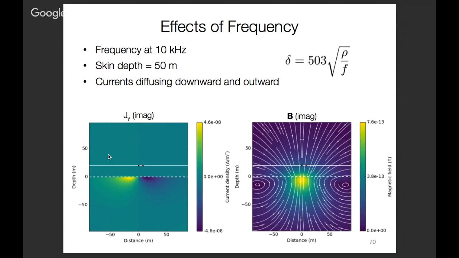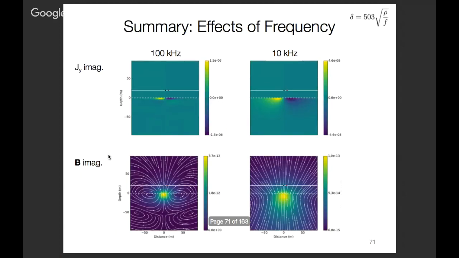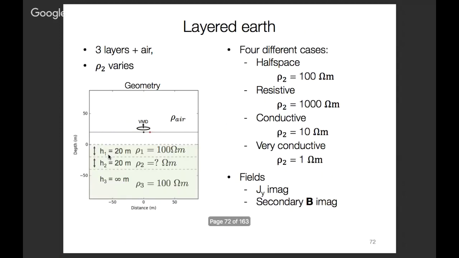If I go down, so if I now go to 10 kilohertz, the skin depth is 50 meters. And the currents are kind of diffusing outwards and downwards. So just exactly as they did in time. Now I changed frequencies, the same thing happens. So here's the effects of frequency. As you increase it, currents kind of go down and out. And here's the magnetic fields. Again, if I put in either a resistive layer or a conductive layer, I'm going to see the same function. So it's exactly the same thing that we had before.